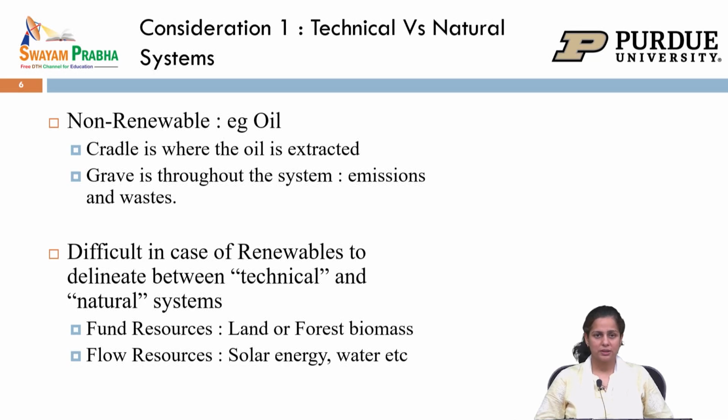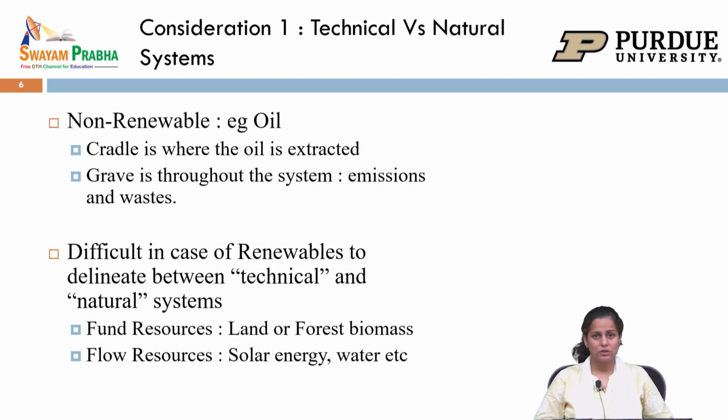Flow resources are something that is being consumed during the production and it is in flow or in flux during the manufacturing process. Something like energy flow or water flow, these are flow resources. So when you are thinking about technical versus natural systems, in non-renewable versus renewable, we can think about where the interaction is happening, whether it is a fund resource or a flow resource.